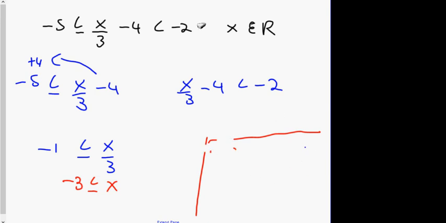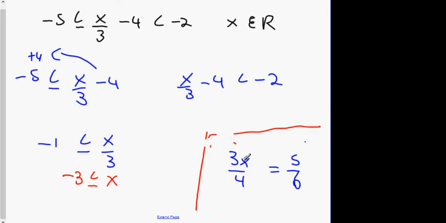If I had 3x over 4 equals 5 over 6, I can bring the 6 up beside the 3 and call that 18x, yeah? I can bring the 4 up to the 5 and call that 20. That's cross multiplication. I can do this another way. It's the same thing as me doing this. Remember the way I do it.